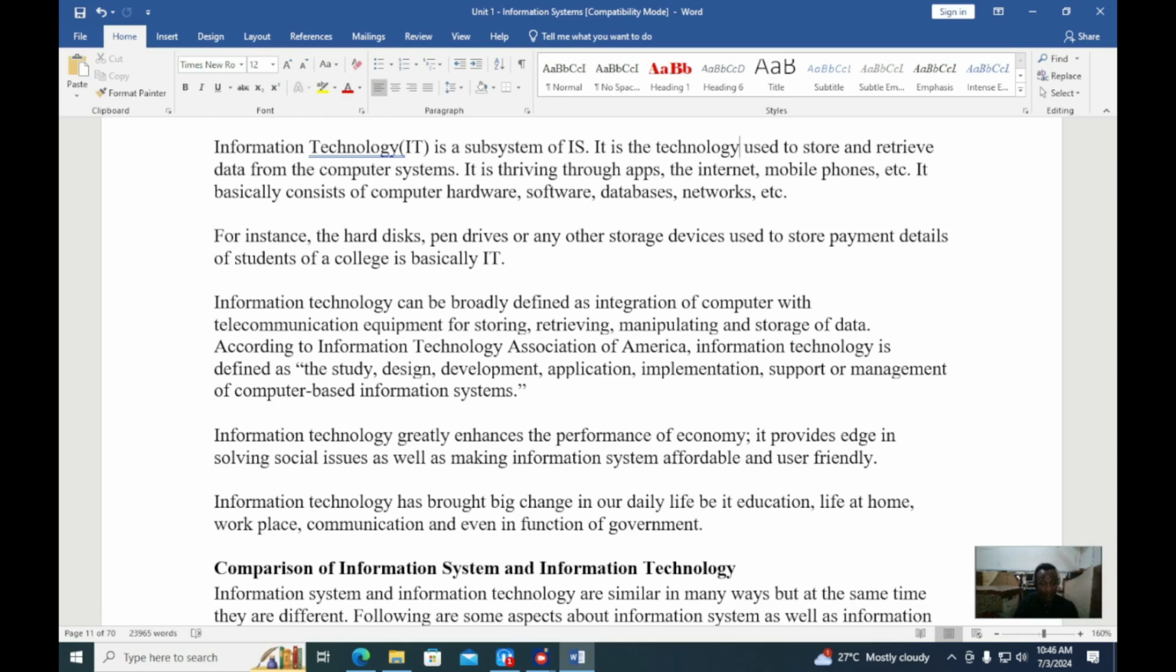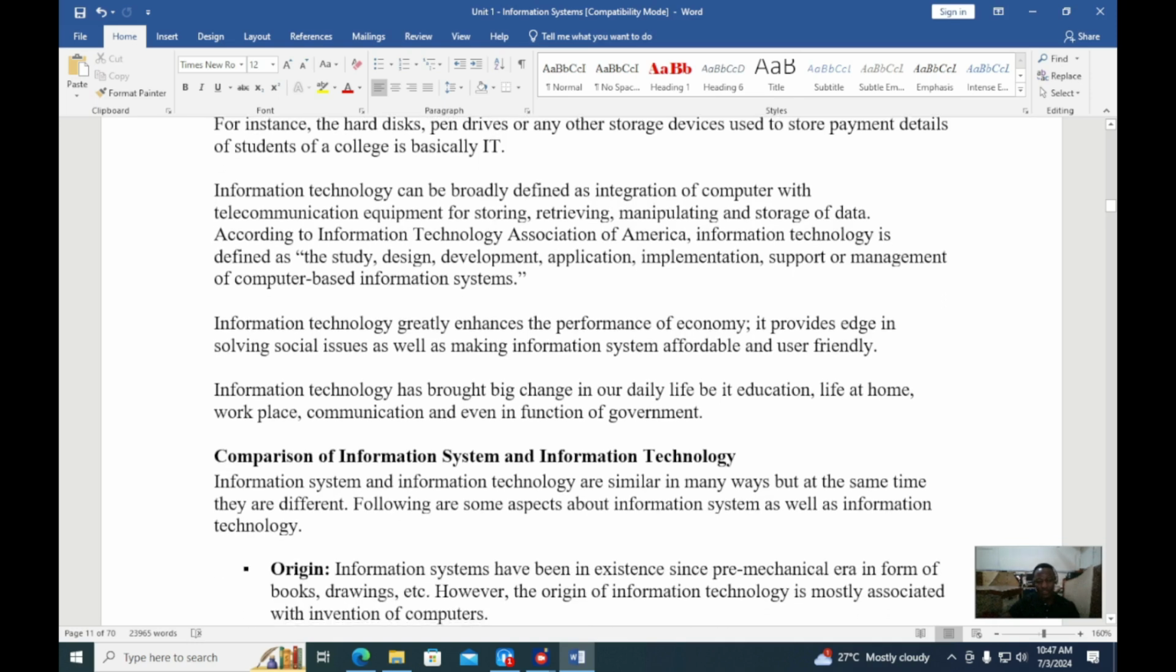So according to the ITAA, Information Technology Association of America, they define information technology as the study, the design, the development, the application, the implementation, the support, or the management of computer-based information systems.